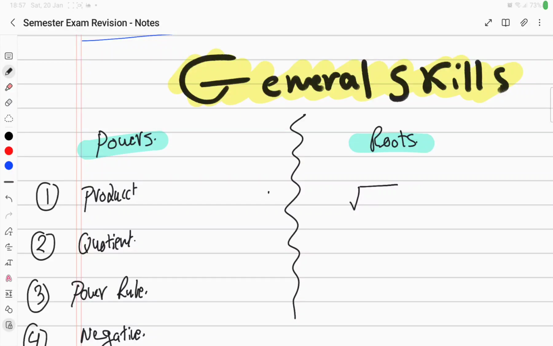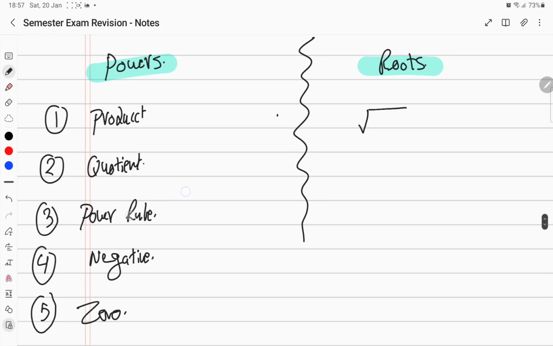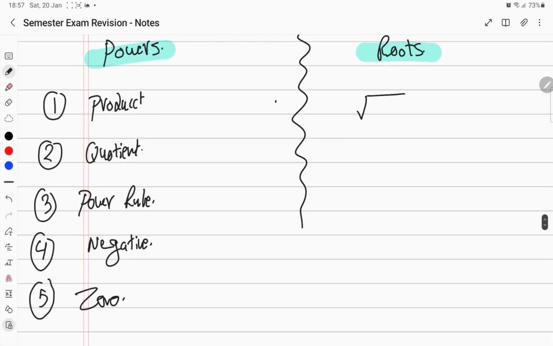To the last part of our revision, the general skills of quarter one, the powers and the roots. In the powers, we actually have five main rules that are very important. The product, for example, if you have 3 power 2 multiplied by 3 power 4. Whenever you have multiplication, we should add the powers. So 3 power 2 plus 4 is equal to 3 power 6. Again, we have multiplication, so we just added the powers.